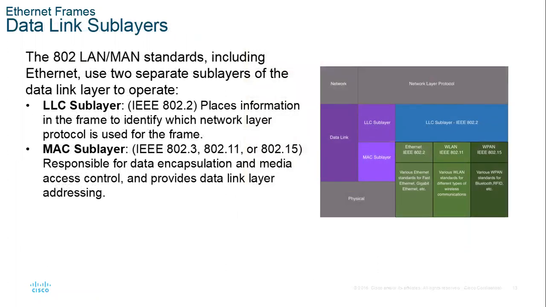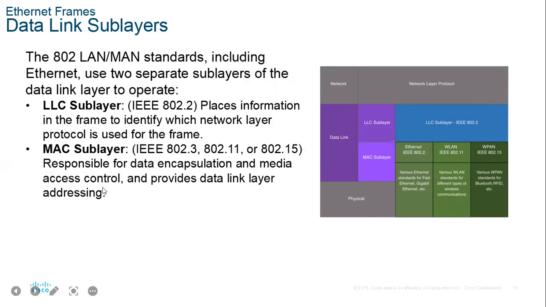So the 802 LAN or MAN standard includes Ethernet, which has two separate sublayers. You have the LLC, the logical link control, and the media access control sublayer. So you have the LLC sublayer and the MAC sublayer. So this is the 802, and this is 802.2 and 802.3.